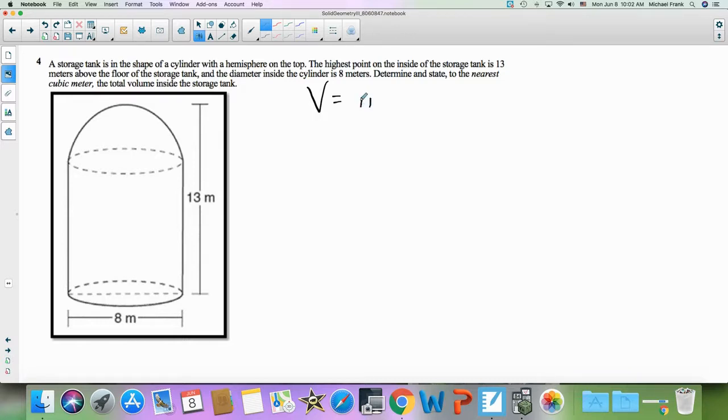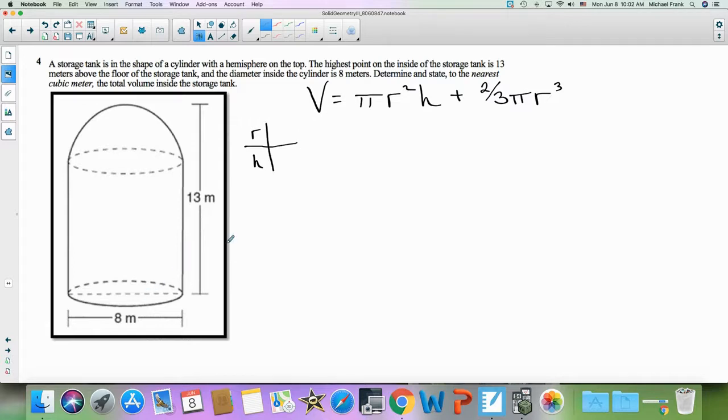Well, the cylinder is going to be pi r squared h plus the volume of the hemisphere, which we should know by now is not 4/3, but half of that, which is 2/3 pi r to the third power. All right, so in this problem, we really just need the radius and the height of the cylinder, because that radius is going to be shared between both of them.